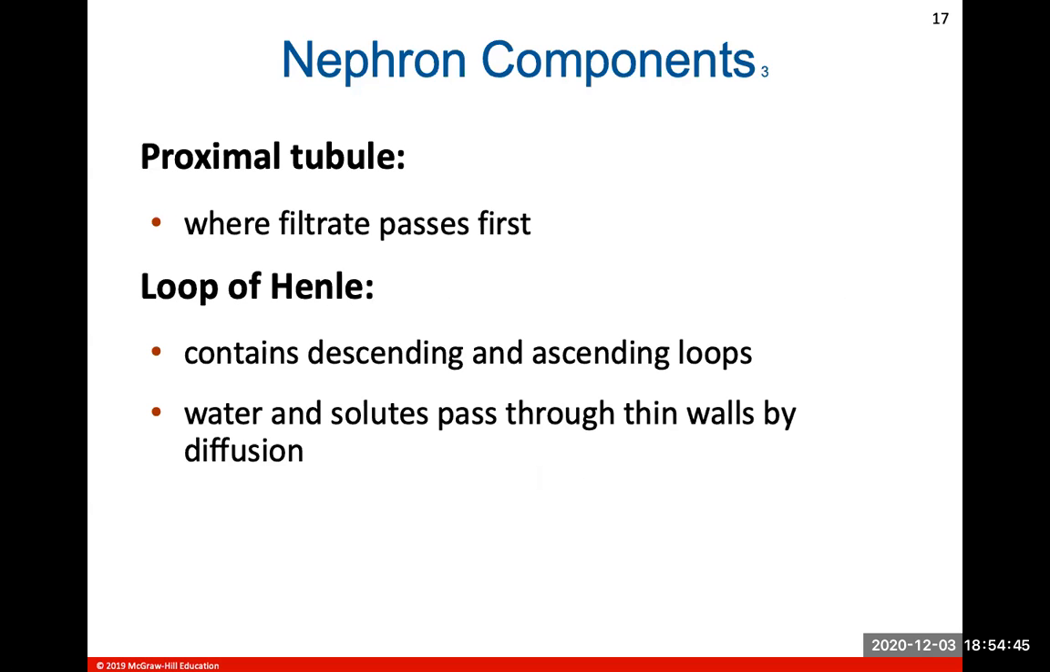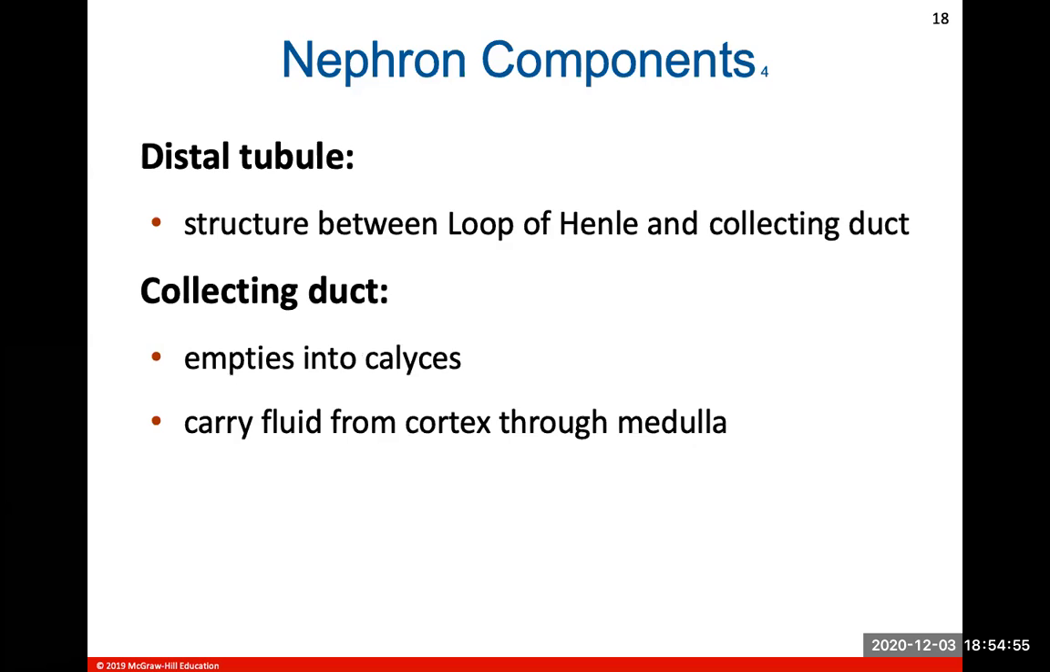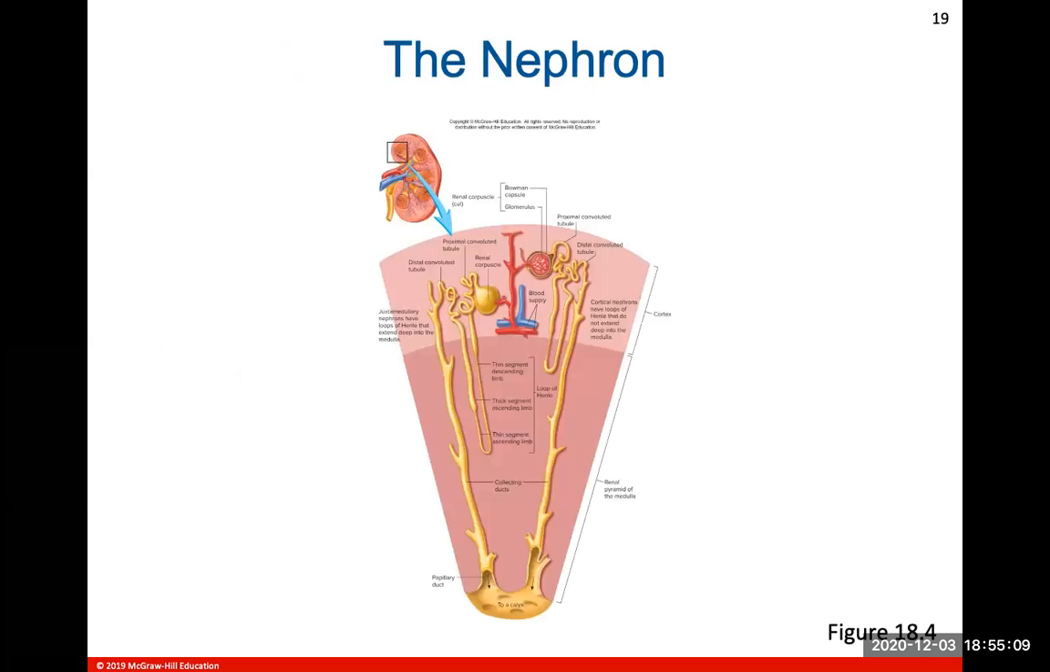The proximal tubule is where the filtrate passes first. The loop of Henle contains descending and ascending loops. Water and solutes will pass through the thin walls by diffusion. And the distal tubule is the structure between the loop of Henle and the collecting duct. The collecting duct will empty into all the calyxes, and again, all the calyxes will carry fluid from the cortex through the medulla.